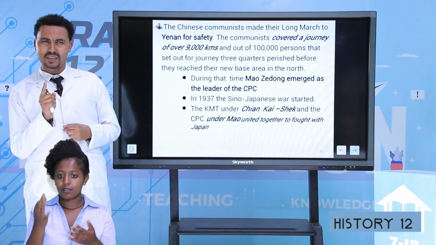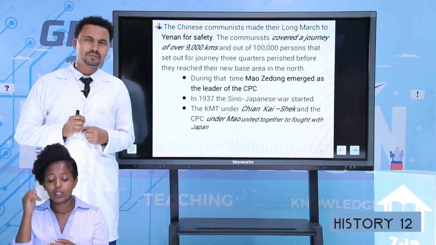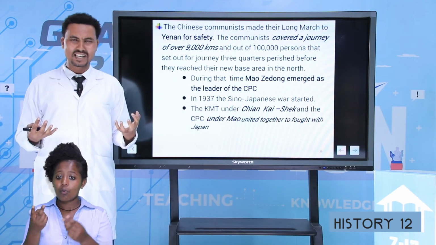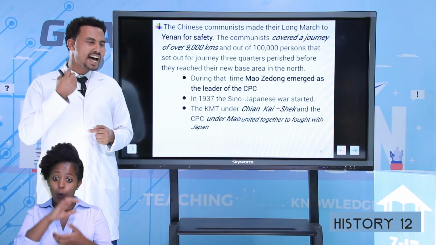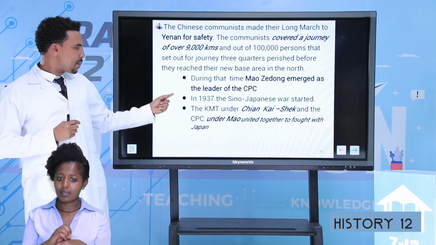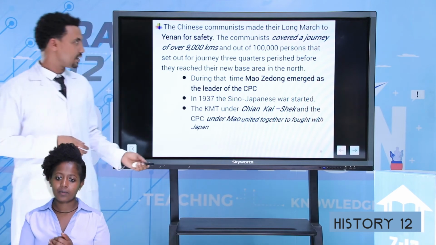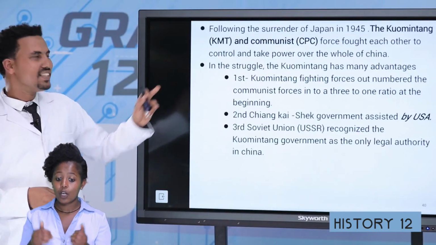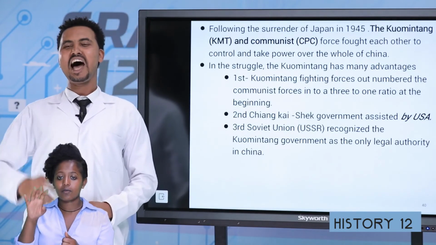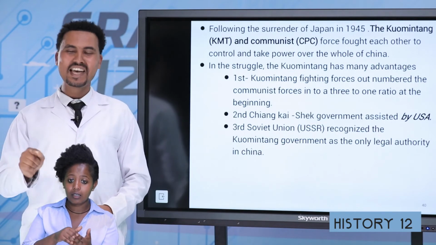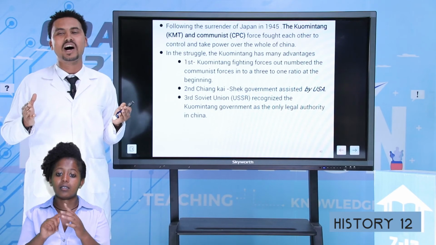At that time, there was a common enemy. The common enemy was Japan. Both the Kuomintang and the Communists organized against Japan since 1937. Later, following the surrender of Japan in 1945, the Kuomintang and the Communists again started a civil war.